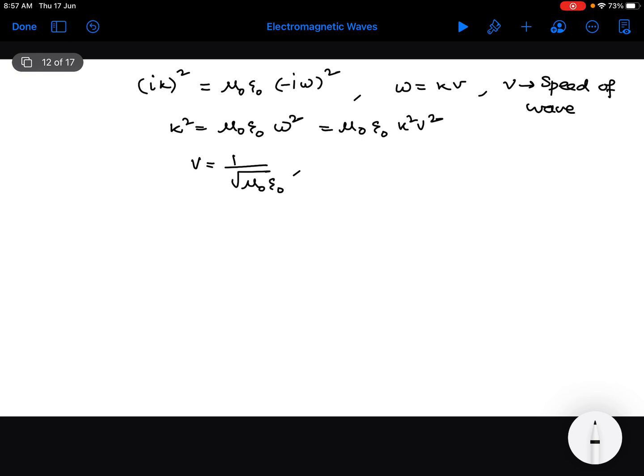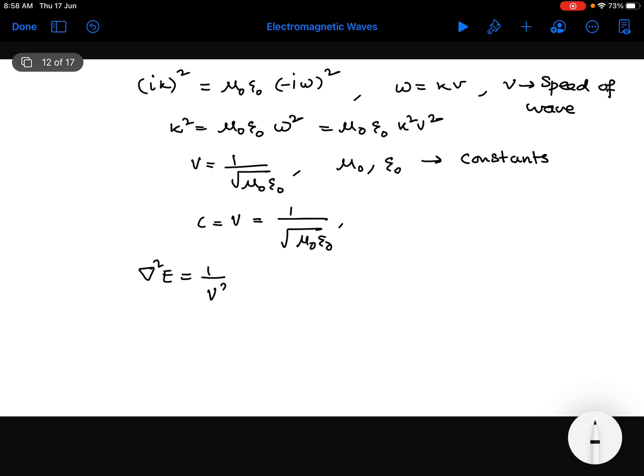These constants mu naught and epsilon naught are the constants in Coulomb's law and Biot-Savart's law. When we substitute these values back, we end up with v equal to c. Now we go back and rewrite the equations for E and B. The equation for E is del square E is equal to 1 by v square dou square E by dou t square. What is this?